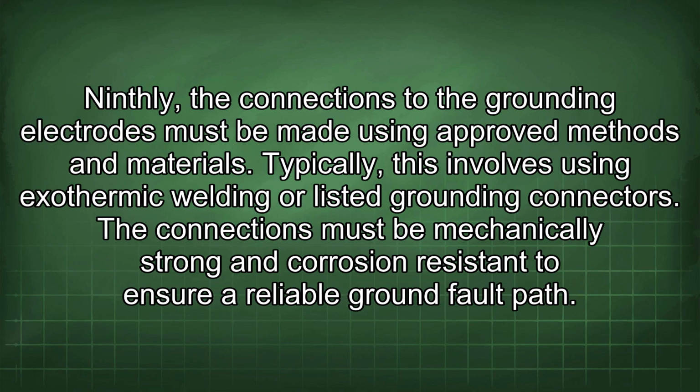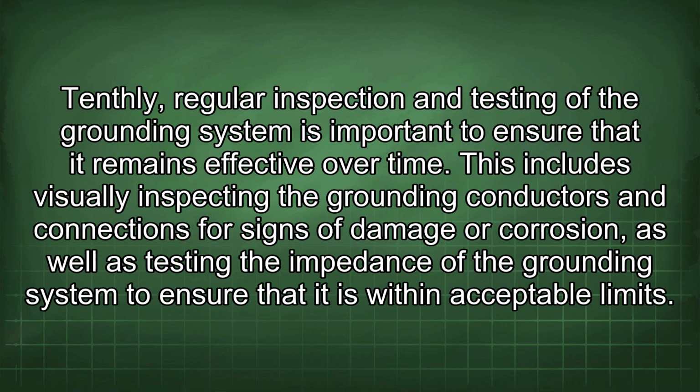Ninthly, the connections to the grounding electrodes must be made using approved methods and materials. Typically, this involves using exothermic welding or listed grounding connectors. The connections must be mechanically strong and corrosion resistant to ensure a reliable ground fault path. Tenthly, regular inspection and testing of the grounding system is important to ensure that it remains effective over time. This includes visually inspecting the grounding conductors and connections for signs of damage or corrosion, as well as testing the impedance of the grounding system to ensure that it is within acceptable limits.